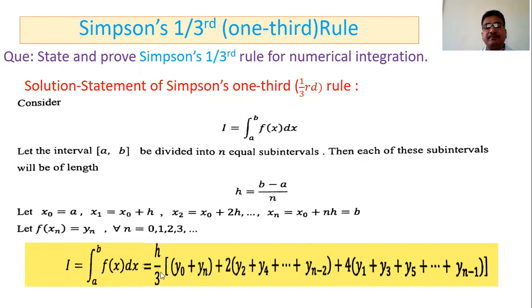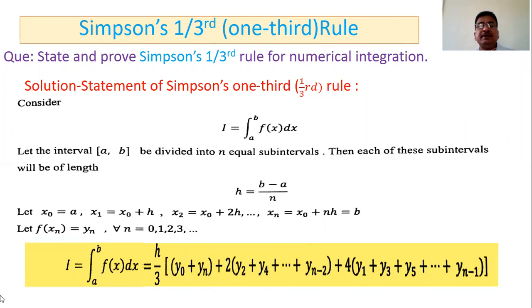So what is the formula? h by 3. This is the one-third rule, therefore 1 by 3 h, and it is called the one-third rule. So one-third h times: first value plus last value, plus 2 times the summation of even suffixes except y0 and yn, and plus 4 times the addition of odd suffixes other than first and last. So this is the statement of Simpson's one-third rule.